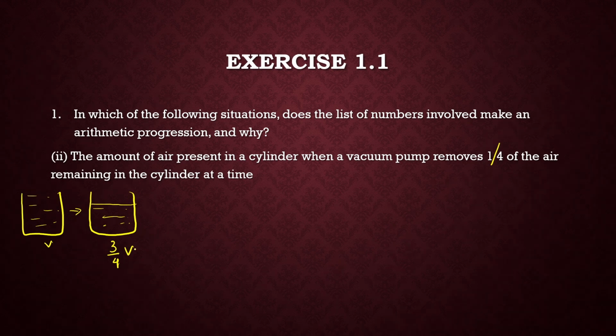Now again, from this you are removing 1 by 4. If I remove again 1 by 4 out of this, how much will it become? It will again get reduced, and it is 1 by 4 of this new volume. So 1 by 4 of 3 by 4 V is how much? It is 3 by 4 into 3 by 4 V. If you are not able to understand, I will explain it with the cross multiplication method.